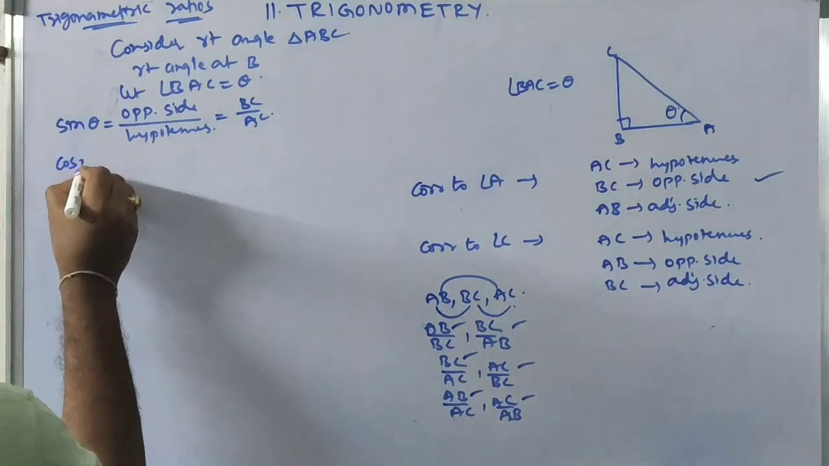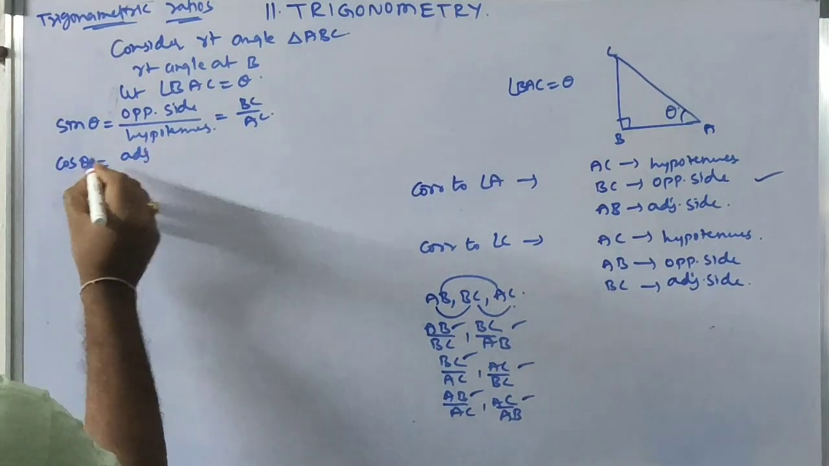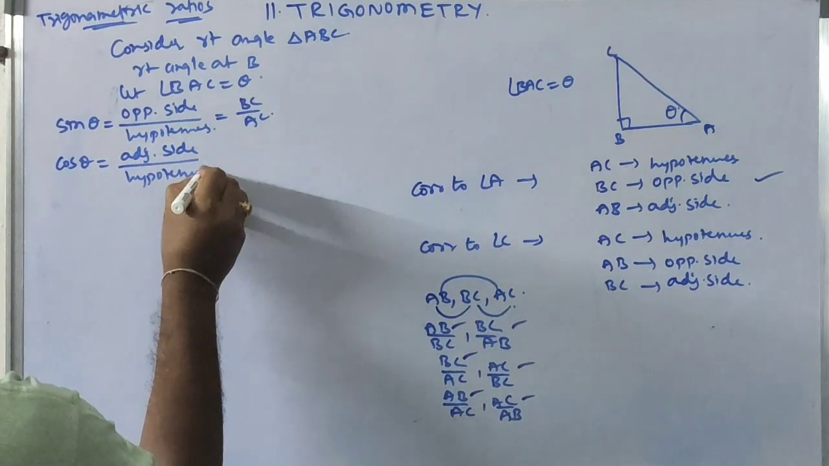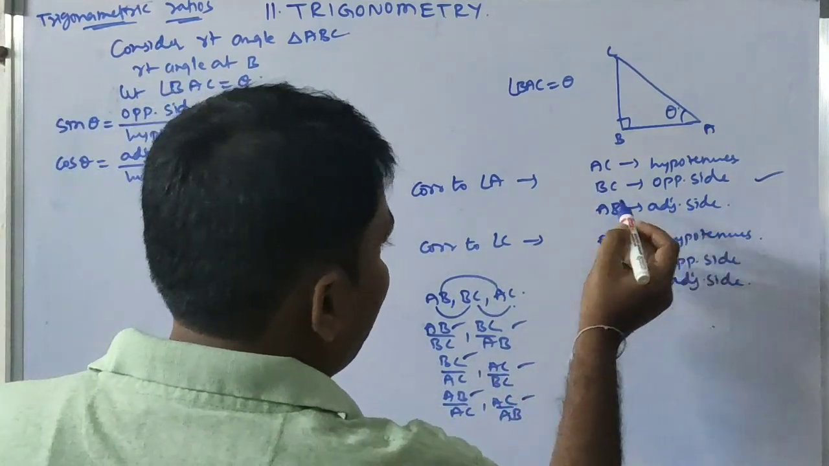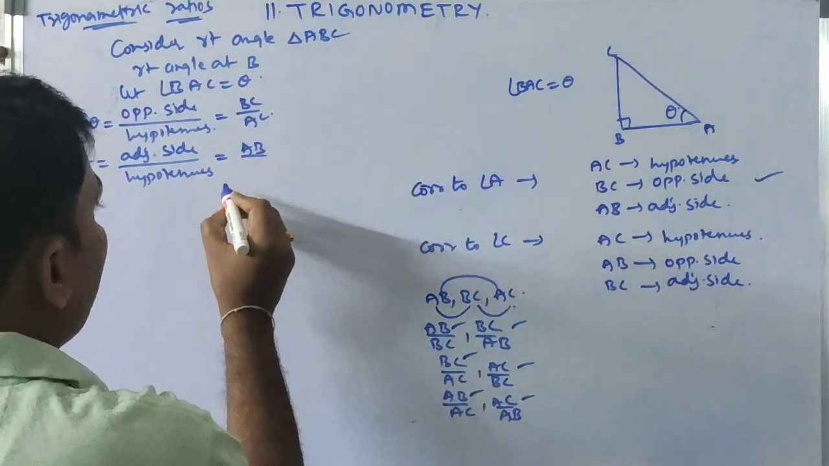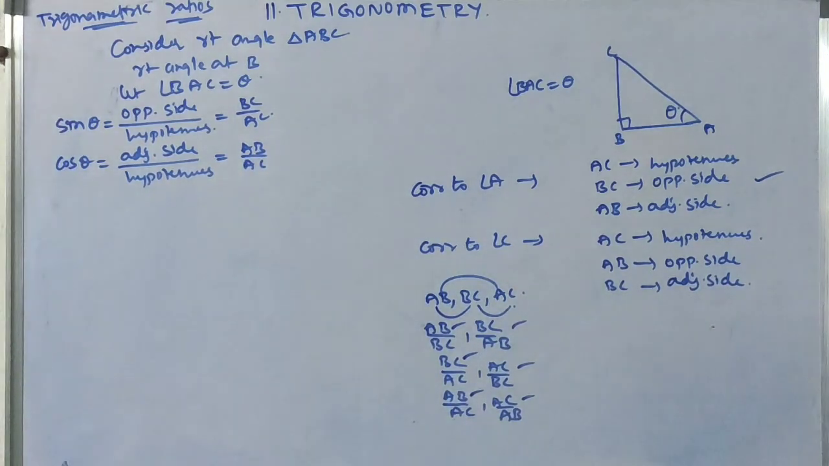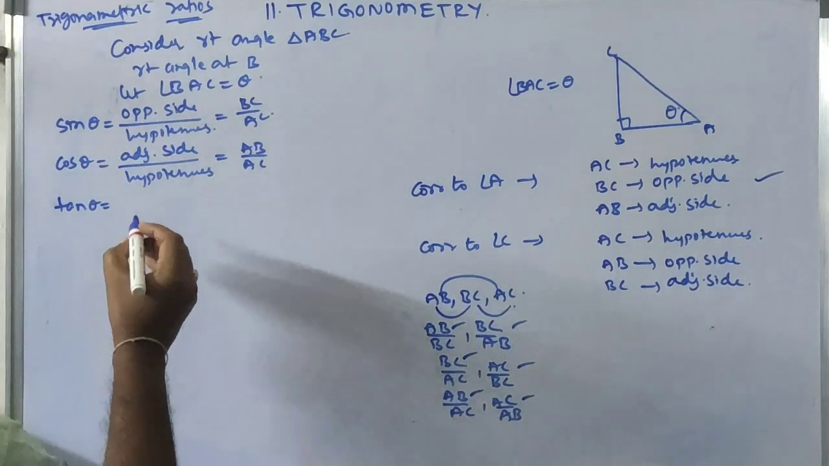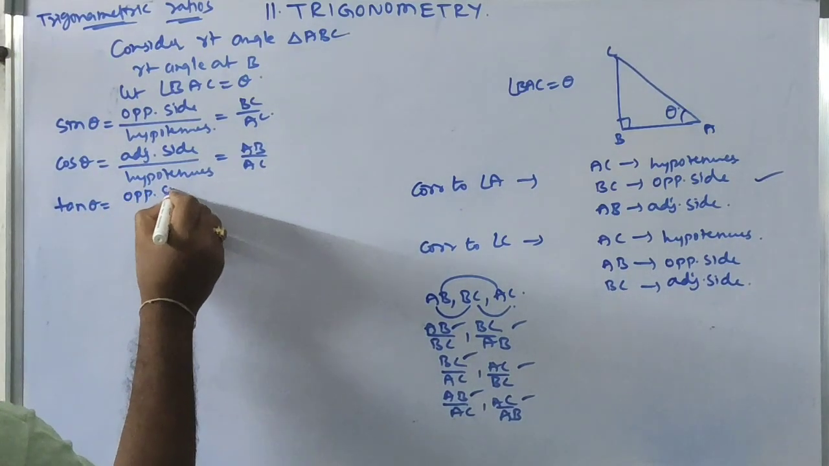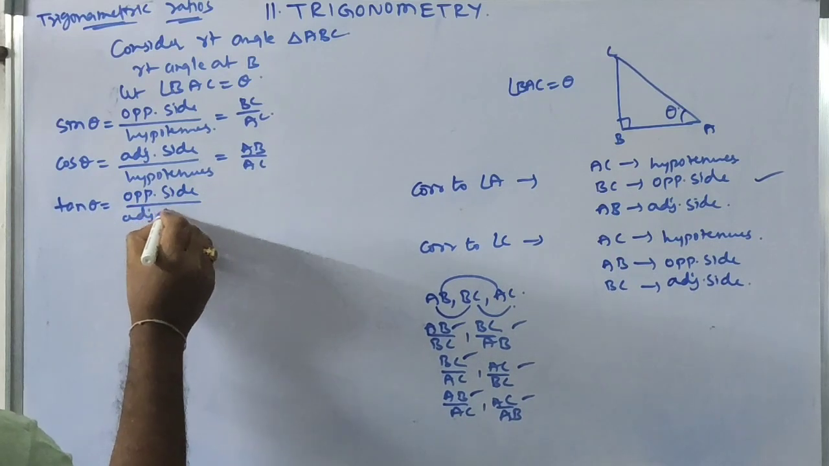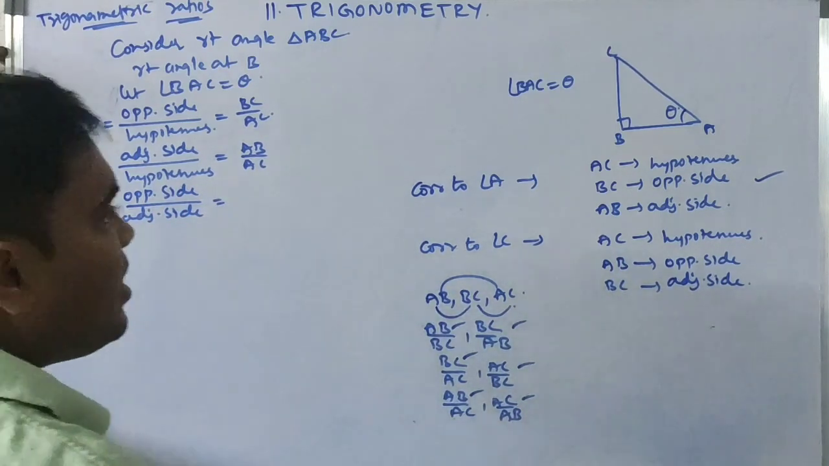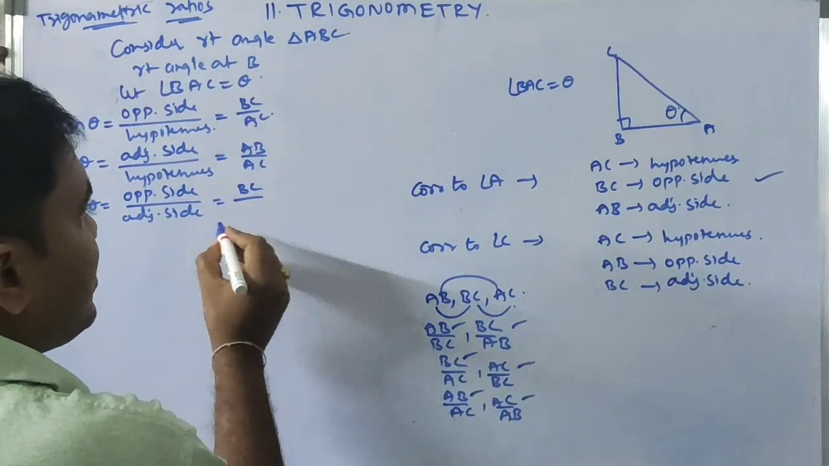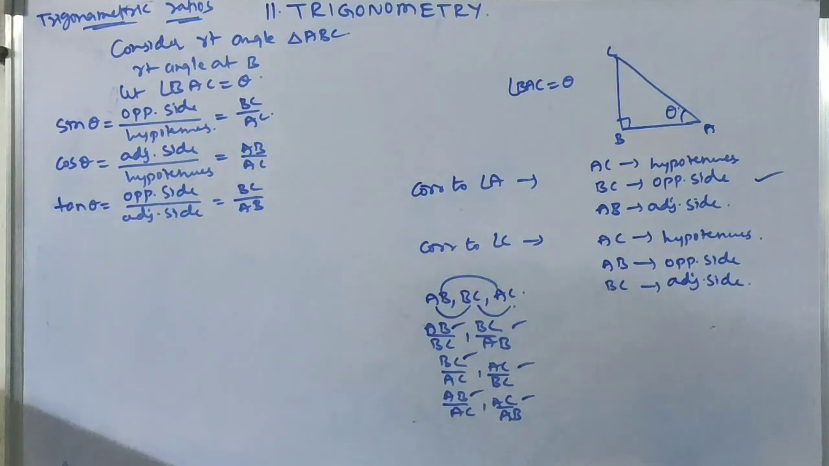Next, cos theta. The definition of cos theta is adjacent side by hypotenuse. What is the adjacent side? AB, by hypotenuse AC. Next, tan theta. The definition of tan theta is opposite side by adjacent side. What is the opposite side? BC. What is the adjacent side? AB. So this is the definition of tan theta.